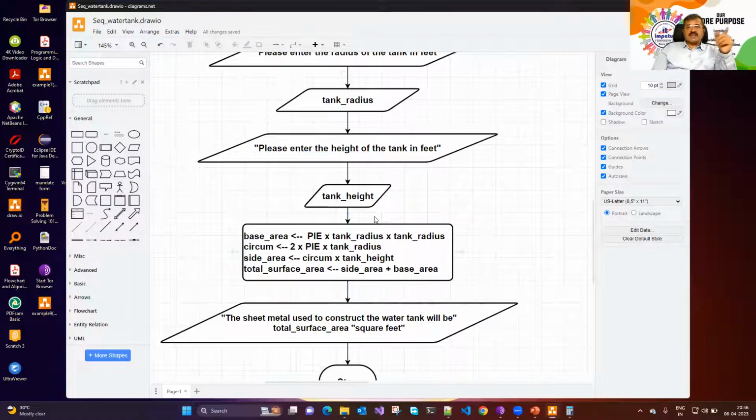अरे मुझसे क्या रहेगा? R square रहेगा या क्या रहेगा? So we found the base area, then we found the circumference. Side area is nothing but the circumference of the circle into the height. So that gives me the side area. It's like calculating the area of a rectangle. Side area is nothing but the area of the rectangle.